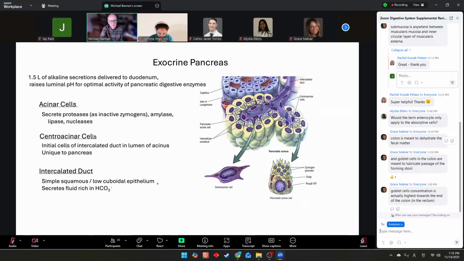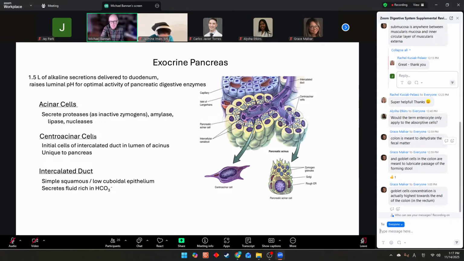Okay. Let's look at some of the features of the exocrine pancreas, which produces 1.5 liters of alkaline secretions and delivers it to the duodenum. The acinar cells secrete proteases as inactive enzymes. They also secrete a pancreatic amylase, lipase, and various nucleases. The central acinar cells are actually the initial cells of the pancreatic duct system. So they're the initial cells of the intercalated duct that are actually present within the lumen of the acinus.